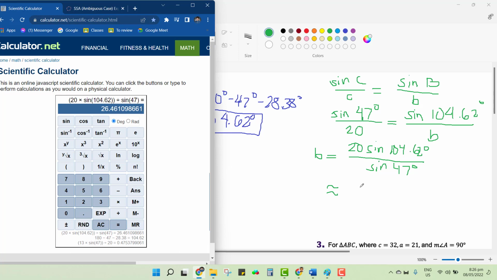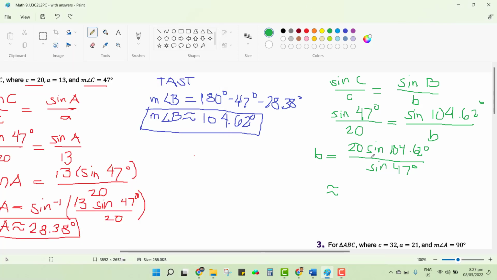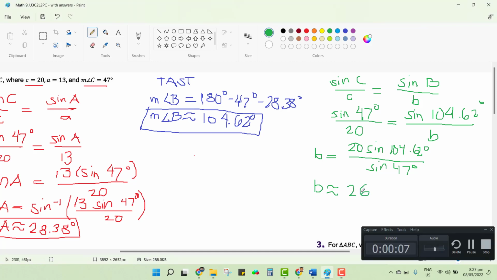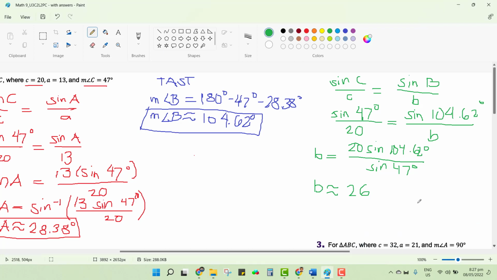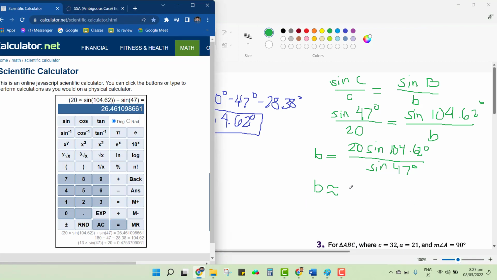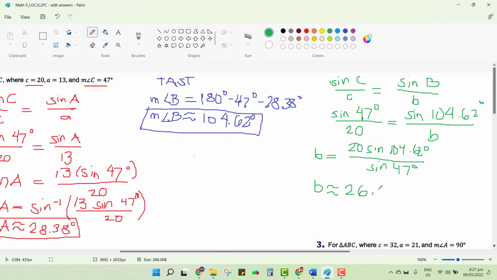Round it off into two decimal places. So the final result is B, approximately equal to 26.46. Let me check it again. So this is now the measurement of side B.